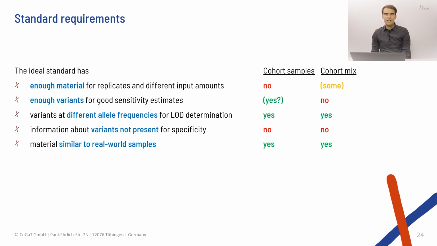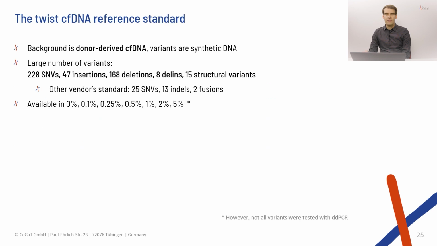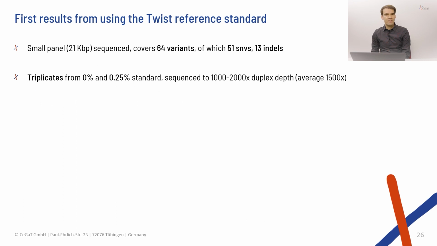So this is where we were, and then Twist came out with a new reference standard. It's based on donor-derived cfDNA, so it's like a real-world sample. It has a very large number of variants, and it's available at different allelic frequencies. Some of the variants in the standard are also validated by ddPCR. Using this standard, we decided to revisit our validation.